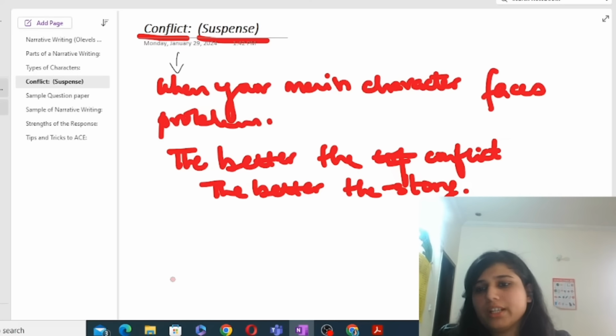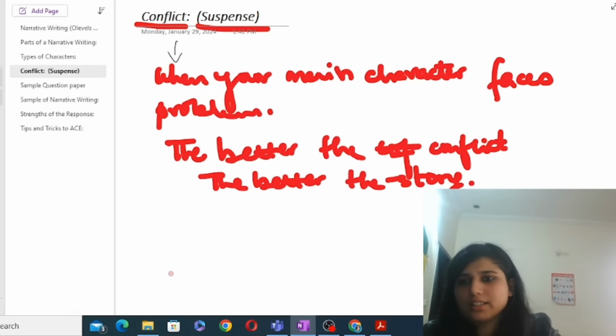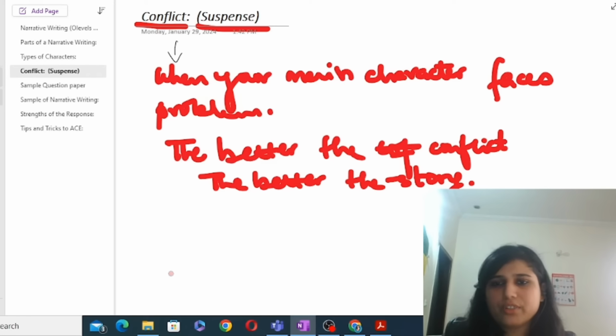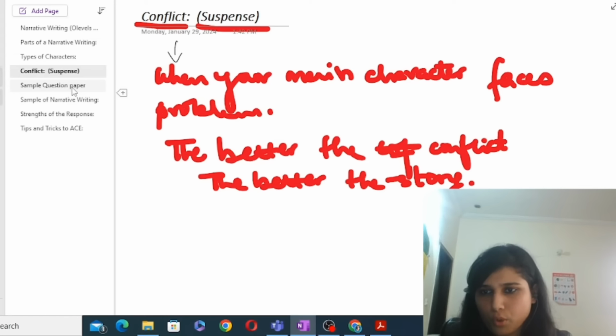Then comes the setting. A backdrop or setting refers to the location or time in the narrative. It can be fictional or non-fictional depending on your story. So moving on, let me share the sample of narrative regarding this. Then you will be able to understand this more clearly.